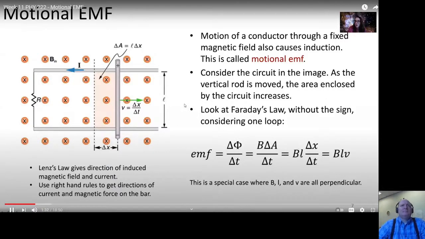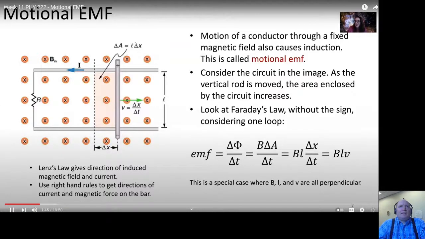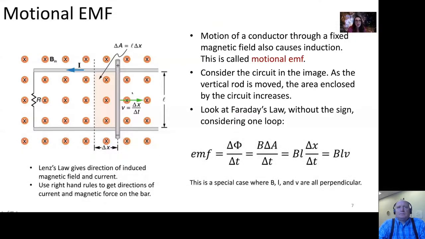We're going to write that as BL delta X over delta T, because L is stationary and X is changing. The horizontal distance there is changing. And remember that a change in position over a change in time is a velocity or speed. So we can write this motional EMF as the magnetic field times the length of some conductor times the speed at which that conductor moves. Now this is a special case where the magnetic field, the length of my bar here, and the speed are all perpendicular to each other, which you can do because we live in 3D.